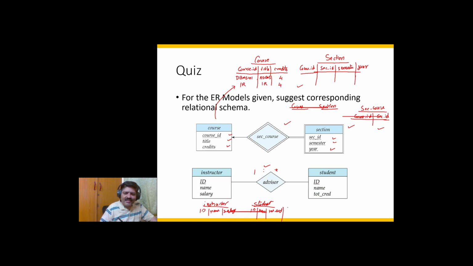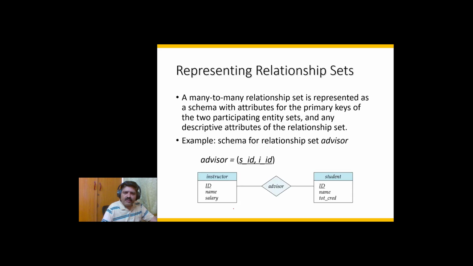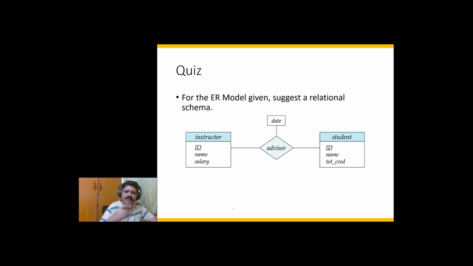If you had said instructor ID in the student table, that is correct, because every student has a single instructor as advisor. So it makes a lot of sense to have instructor ID in the student table. On the contrary, if you put a student ID in instructor table, we'll have to repeat the instructor rows multiple times, and that would cause redundancy. Okay, so we have discussed this. So let me skip these slides.